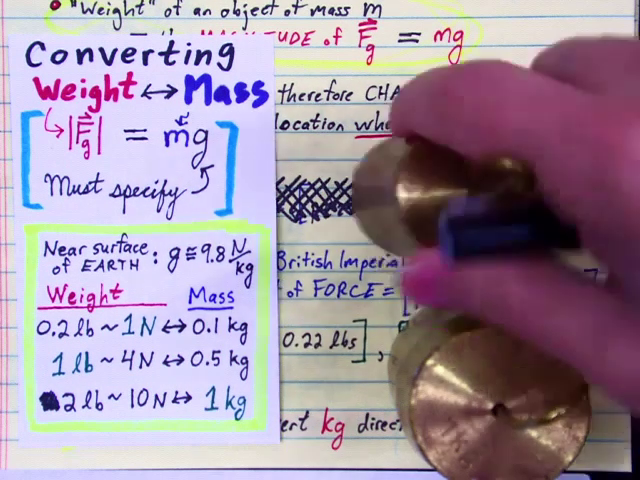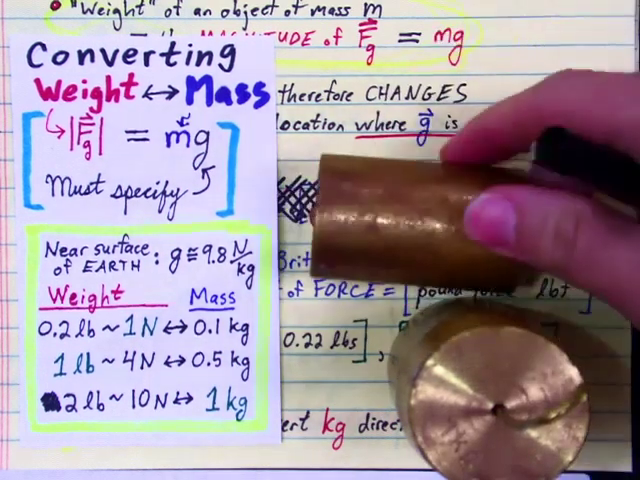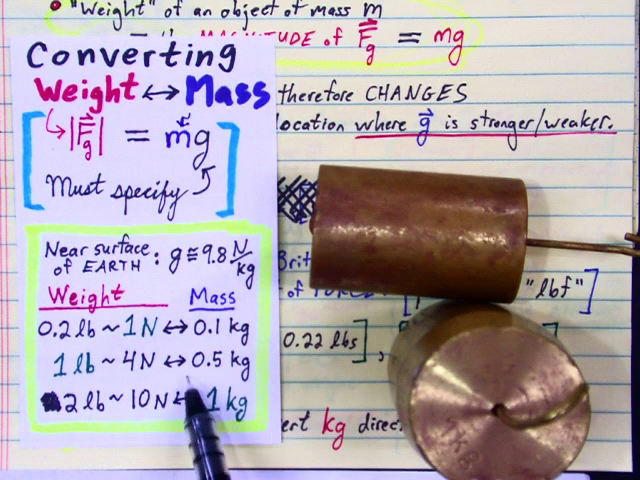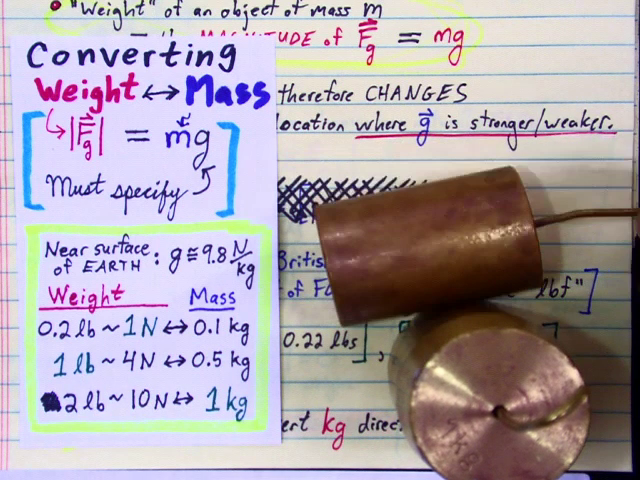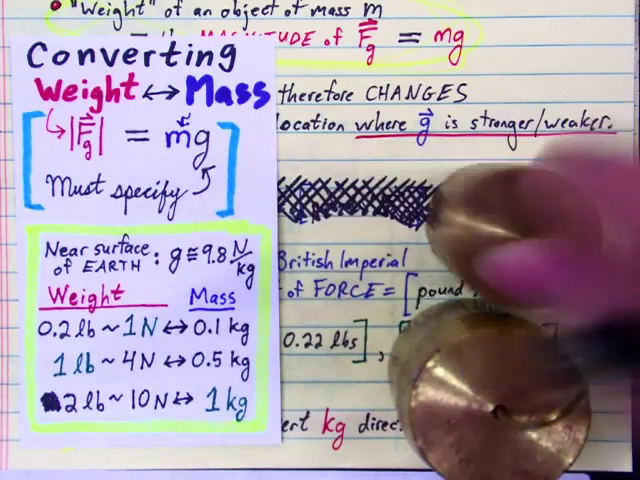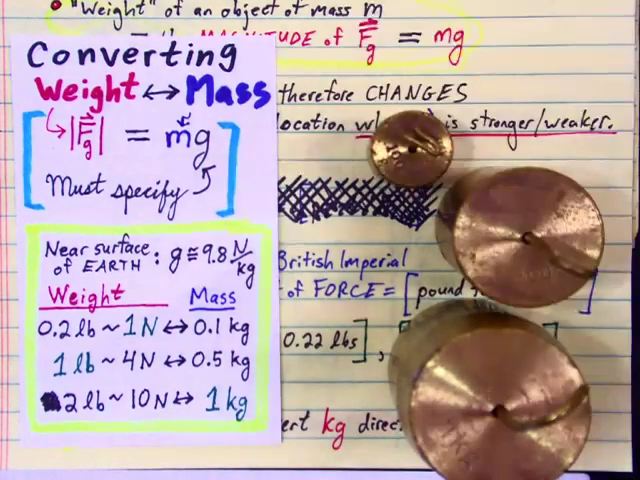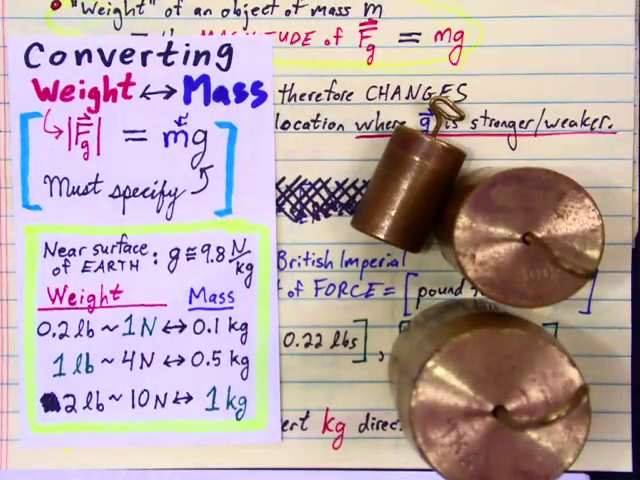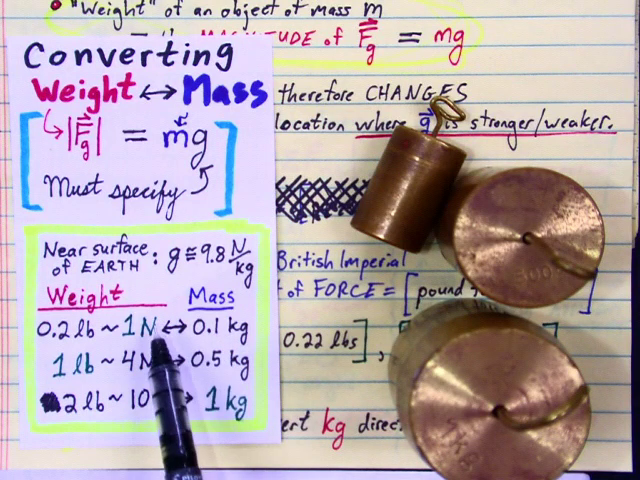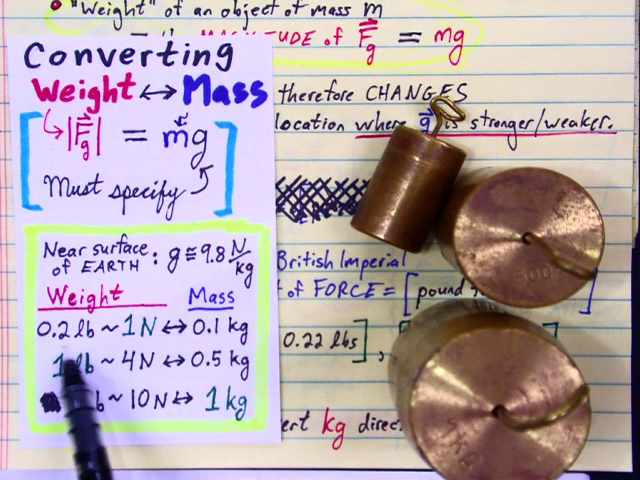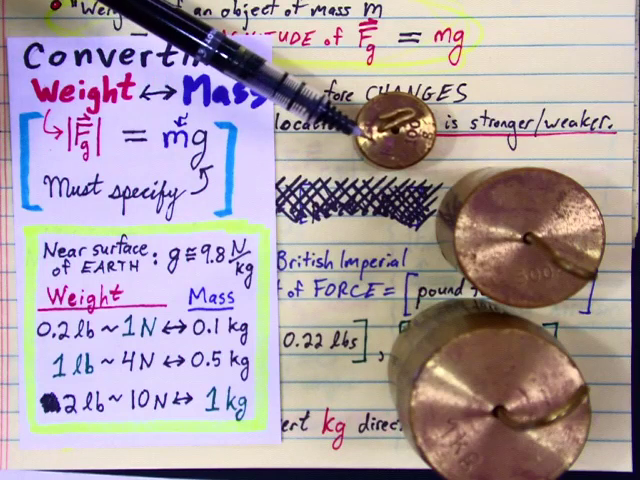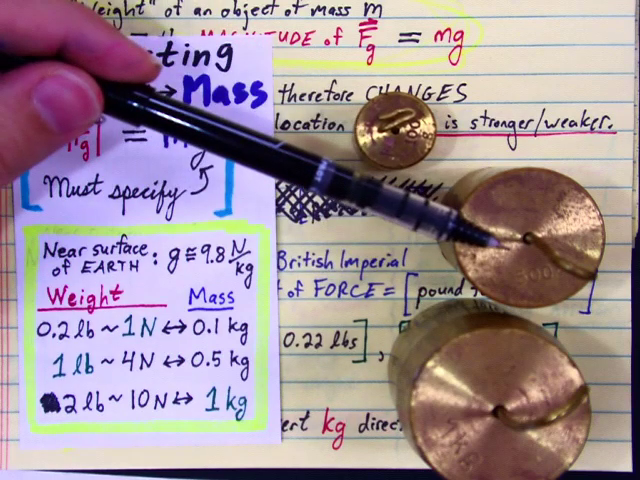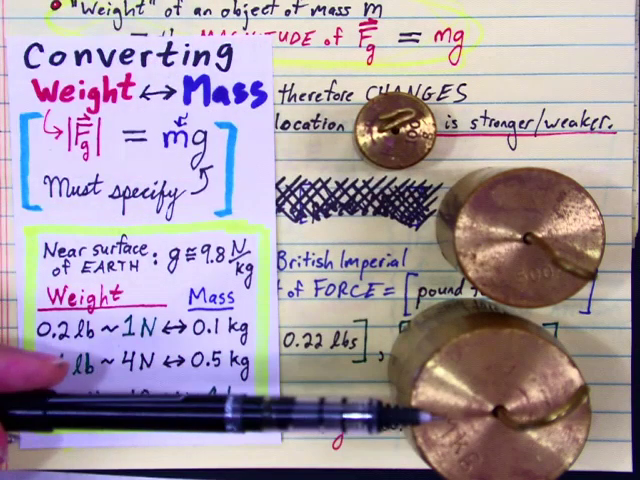Here we have half a kilogram. Half a kilogram right there has a weight of about 4 newtons, or 1 pound. This is about a pound of brass right here. It has a mass of half a kilogram. And then here, this is a tenth of a kilogram, 0.1 kilograms right there. That has a weight of about 1 newton, or about 0.2 pounds. So for comparison, we've got 3 pieces of brass. This one weighs 1 newton, this one weighs 1 pound, and this one has a mass of about 1 kilogram.